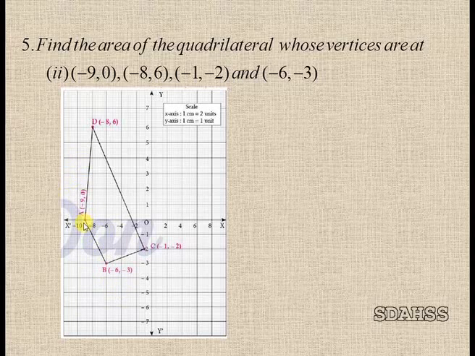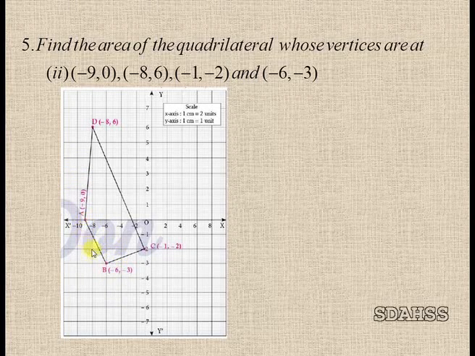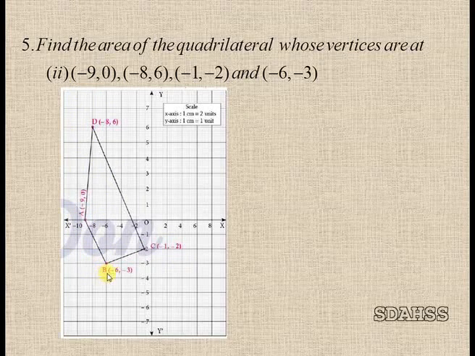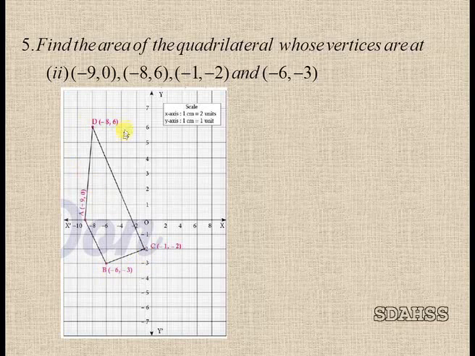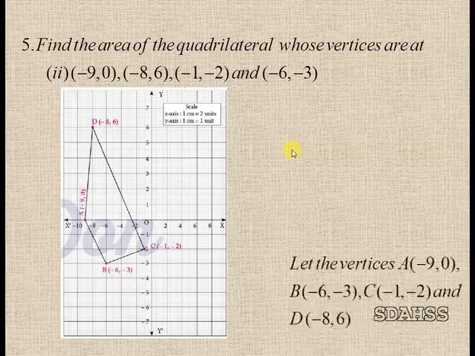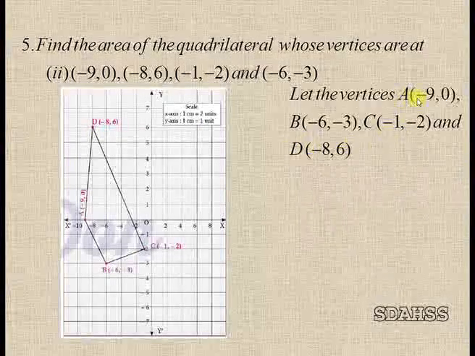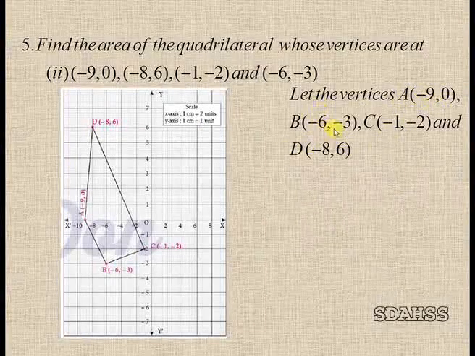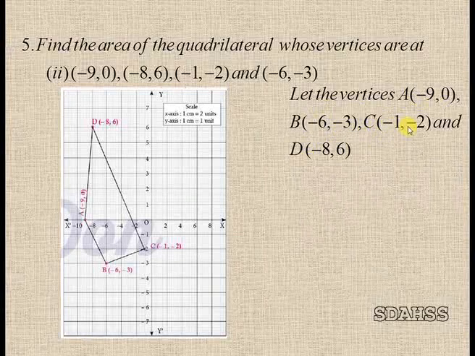Here A is (-9, 0). You should take A, B, C, D in the counterclockwise direction. A (-9, 0), B (-6, -3), C (-1, -2), D (-8, 6). So let the vertices be A (-9, 0), B (-6, -3), C (-1, -2) and D (-8, 6).